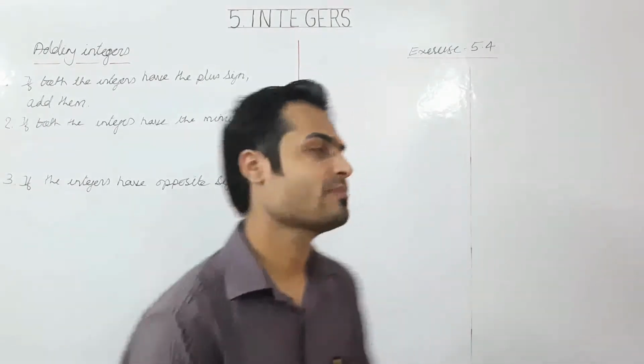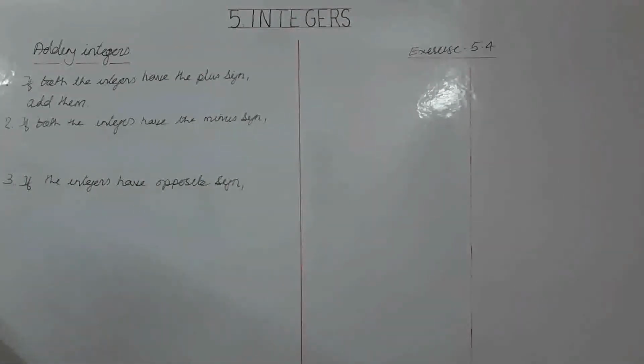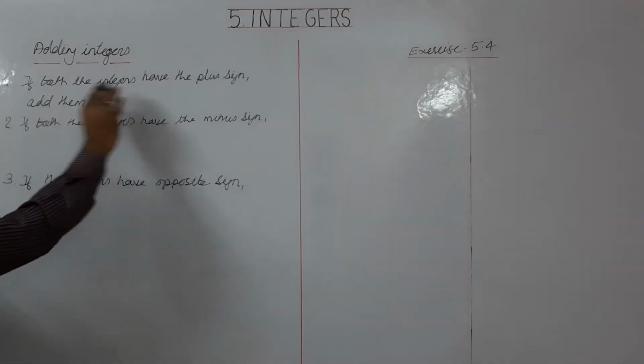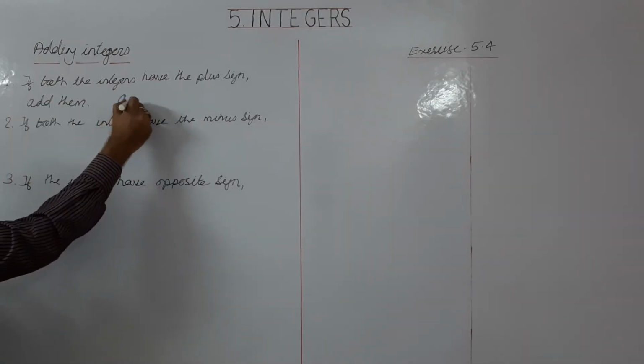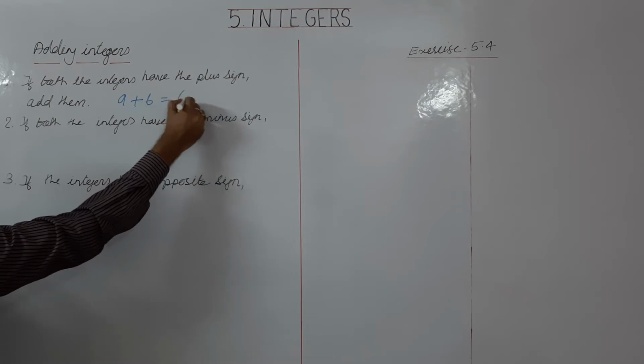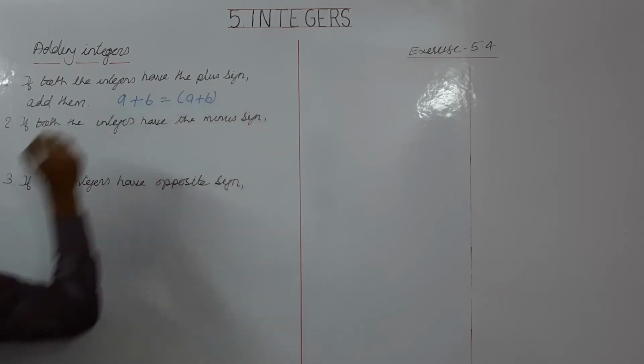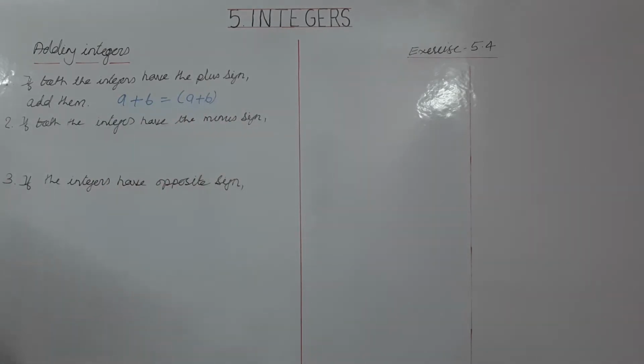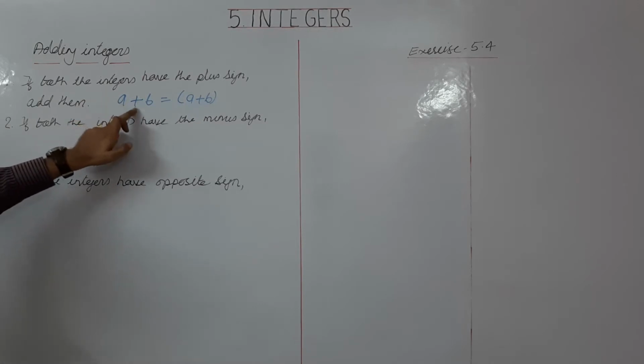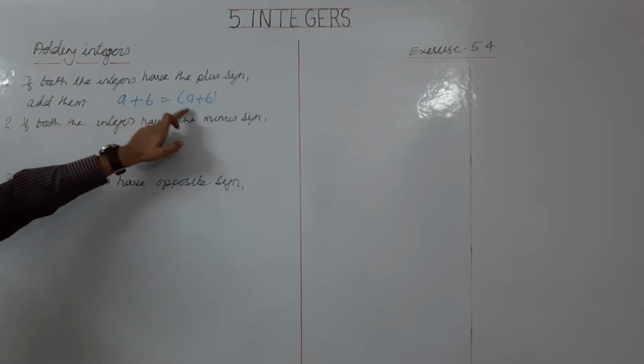In today's class, we are going to start the next exercise, exercise 5.4. Before that, let's see how to add integers. We have three cases. First case, if both the integers have the plus sign, just add them. So if both are positive, a plus b will be equal to a plus b. If the first integer and second integer both are positive, just add them.